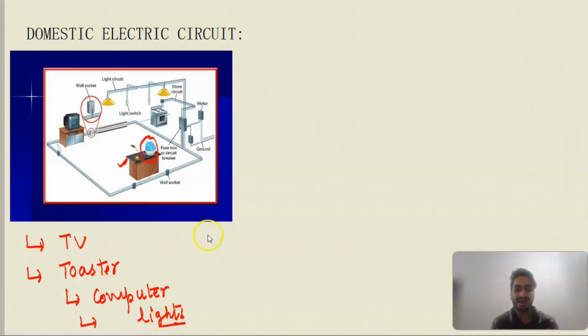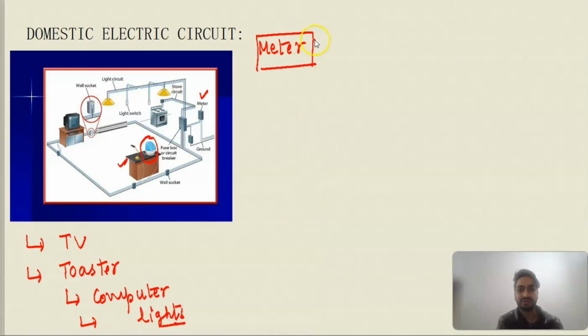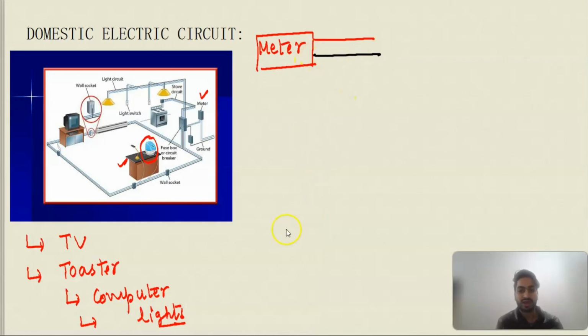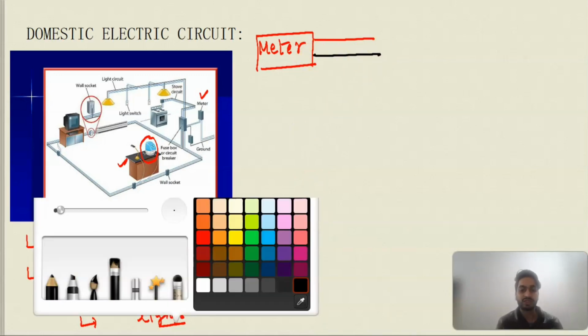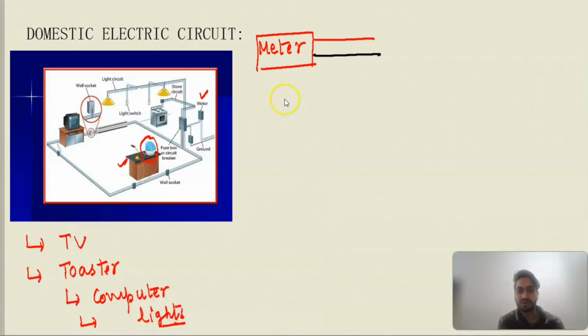Here in the diagram we can observe that this is our meter. From the meter we have already seen that two wires are coming out. We will also be talking about the earthing wire. The two wires coming are the live wire and the neutral wire. So here the process of earthing starts as well, right? We will be discussing the same as well.